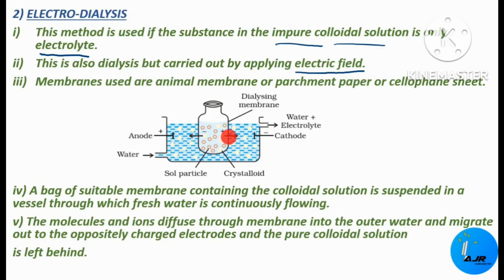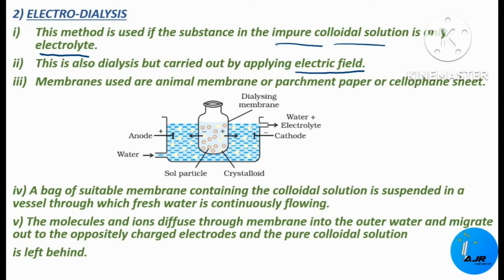The fresh water will be continuously flowing out. And one more thing, we have electrodes. Two electrodes are placed here, one anode and another cathode, connected through a battery. So electric current will also be supplied continuously. What is happening here is that because of the extra force applied with this electric field, the process of dialysis takes place very fast.